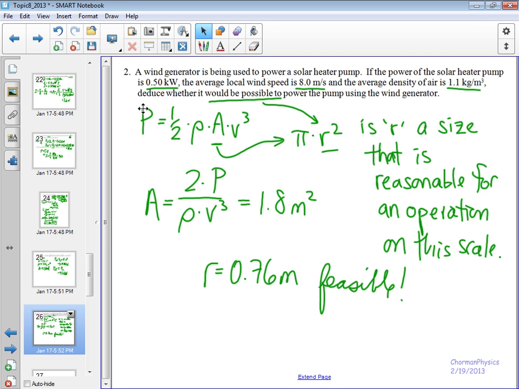So yes, possible. All right, so there are some advantages and disadvantages to wind power. When you come to the next class, we'll talk more about this type of power.